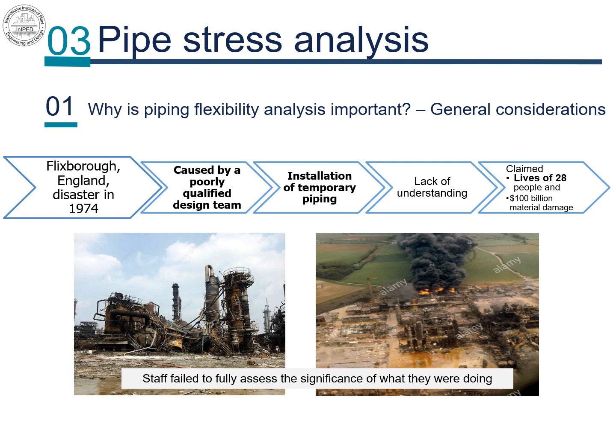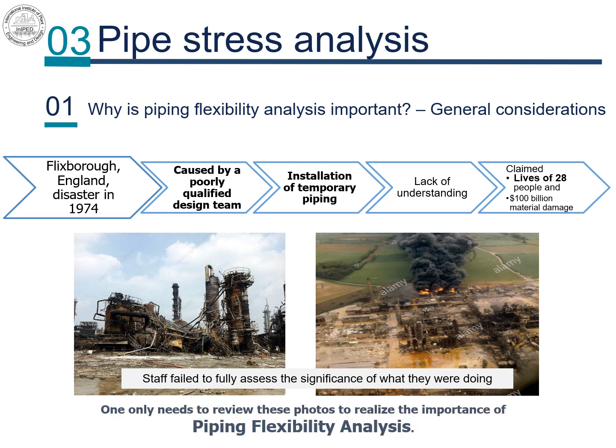While calculations were made to confirm that the 20-inch pipe could withstand the normal working pressure, no consideration was given to the bending moments or hydraulic thrusts that would be imposed on the assembly. There was no reference made to vendor manuals for the expansion bellows, nor to relevant British standards. One only needs to review these photos to realize the consequences and to link that with the importance of piping flexibility analysis. The details of the accident can be found on the internet.